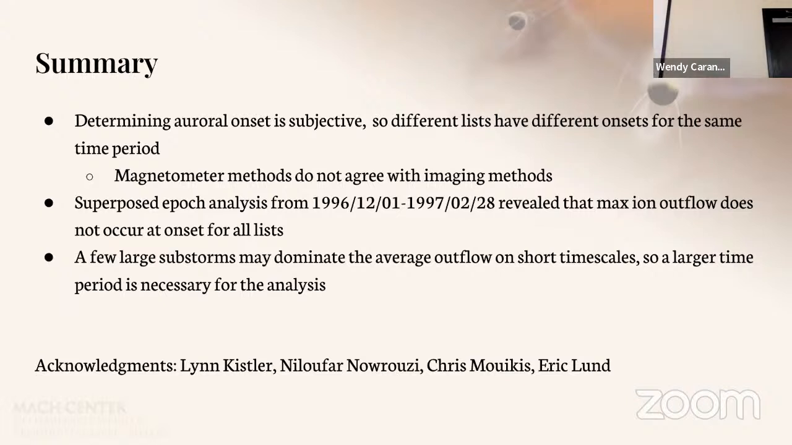With that, I have a summary slide of the most important things we talked about today. Determining the onset of auroral substorms is pretty subjective, so different lists have different onsets for the exact same time periods. And it's abundantly clear that magnetometer methods do not agree at all with imaging methods. I ran a superposed epoch analysis from December 1996 through February 1997, and we found that the maximum ion outflow did not occur at onset for all of our substorm lists, unlike we had anticipated. It's apparent that a few large substorms are completely throwing off the average in this study, so really we need to expand to a larger time period in order to understand what's actually going on.